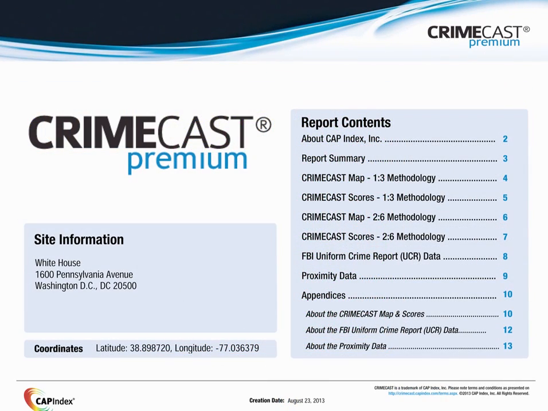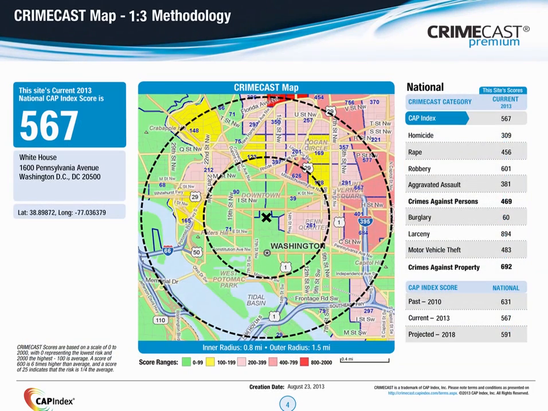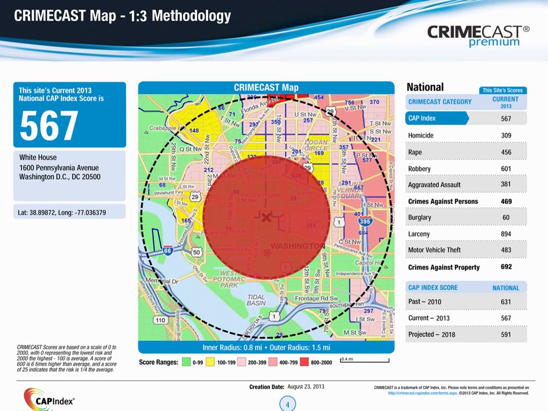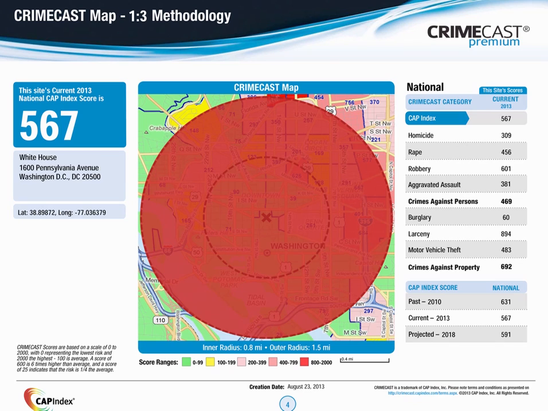Let's review a sample report from beginning to end to see how each data set helps paint a complete picture of a location's relative crime risk. When you enter the address for your report, we identify the exact latitude and longitude of your location. Our reports are based on 2 concentric circles radiating out from that exact location.